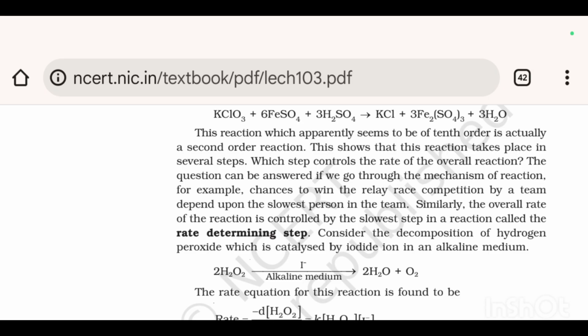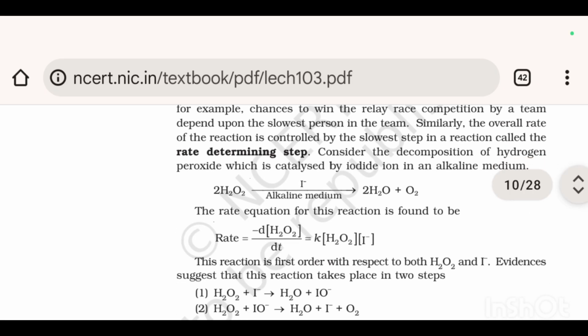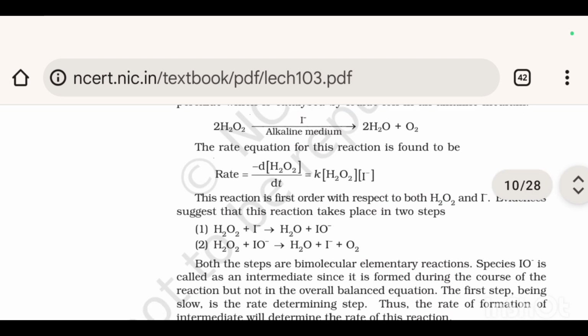Consider the decomposition of hydrogen peroxide, which is catalyzed by iodide ion in an alkaline medium. 2H2O2 in alkaline medium gives us 2H2O plus O2. The rate equation for this reaction is found to be rate equals minus d[H2O2] upon dt equals k[H2O2][I minus]. This reaction is first order with respect to both H2O2 and I minus.